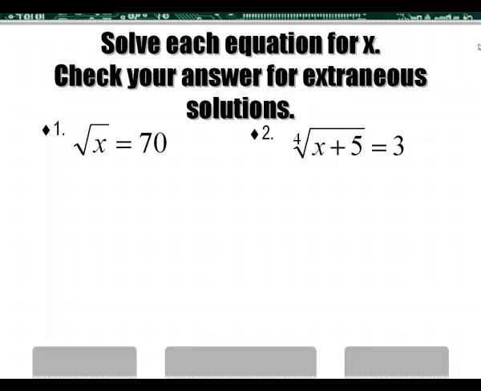So in number 1, we have the square root of x equals 70. To get rid of the square root, we're going to square both sides, leaving you x equals 70 squared, which is 4,900, and that would be our final answer.